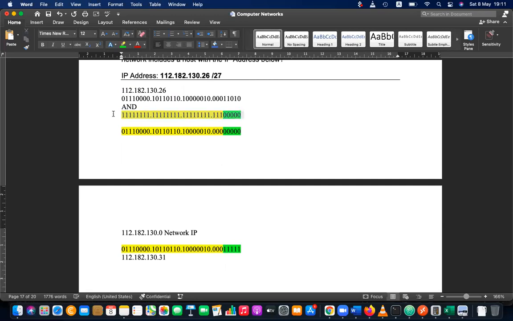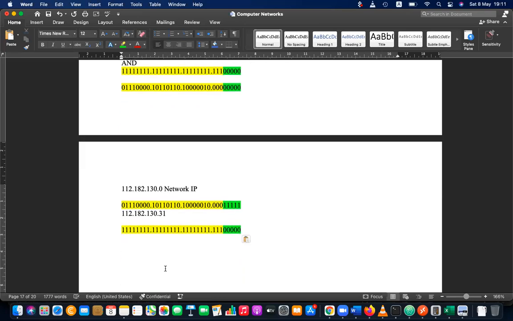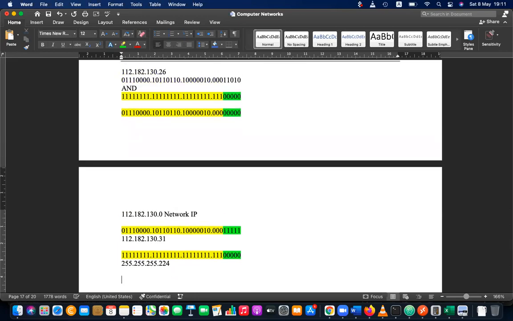You can't change the network portion. Here, what have you done? You changed the 111. That is changing the network. You can't change that. Change in the network portion is not allowed. So this is 255.255.255.224. Okay, those are the answers.